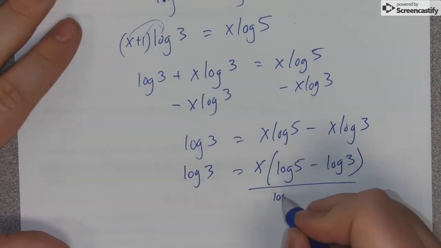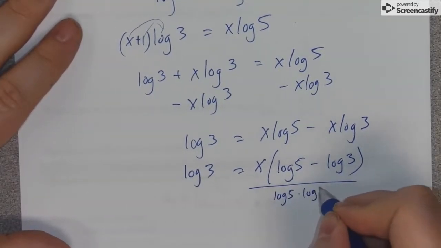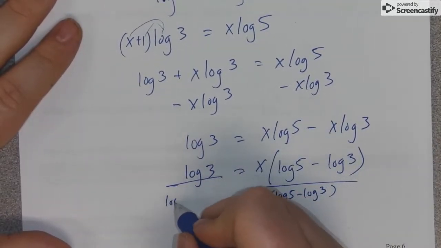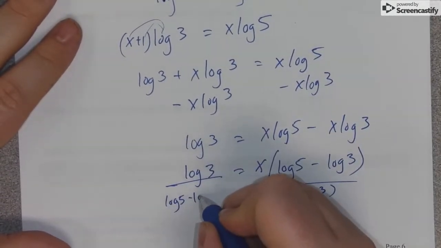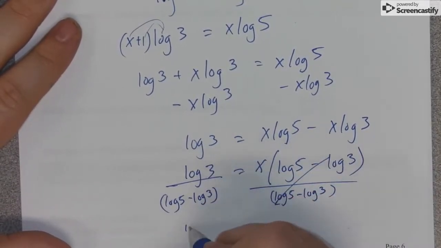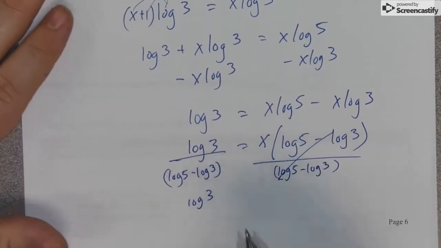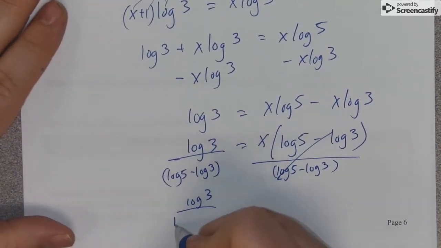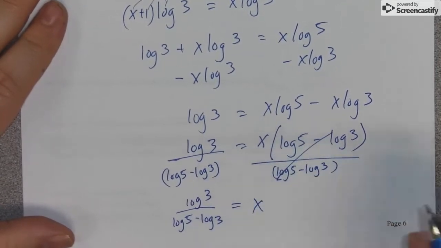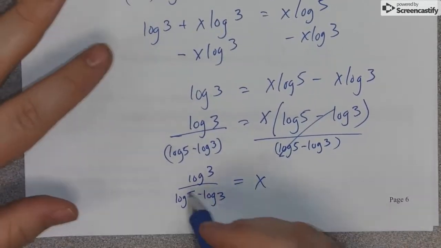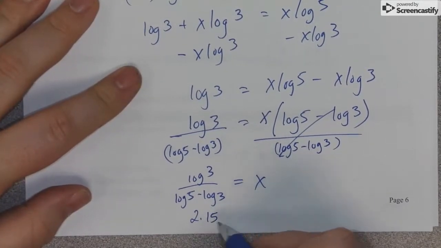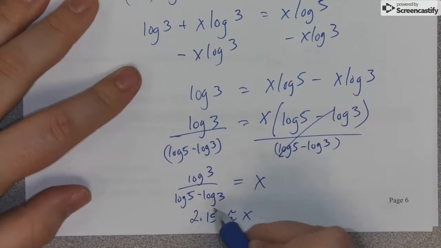Divide everything by log of 5 minus log of 3 on the right, and then do the same thing on the left to get x by itself. These go away, and I'm left with log of 3 divided by log of 5 minus log of 3, and that's equal to x. So if you plug this in your calculator, this would be approximately 2.15 for x.